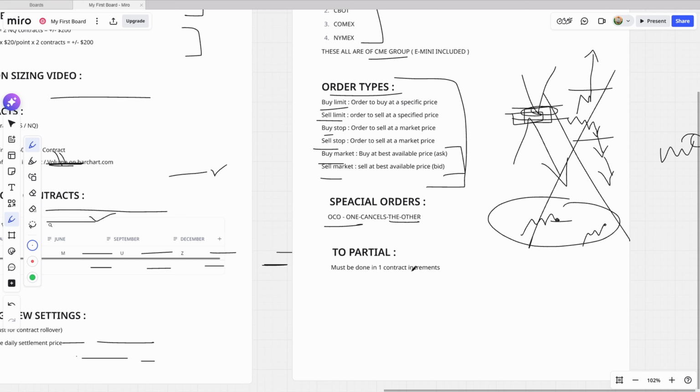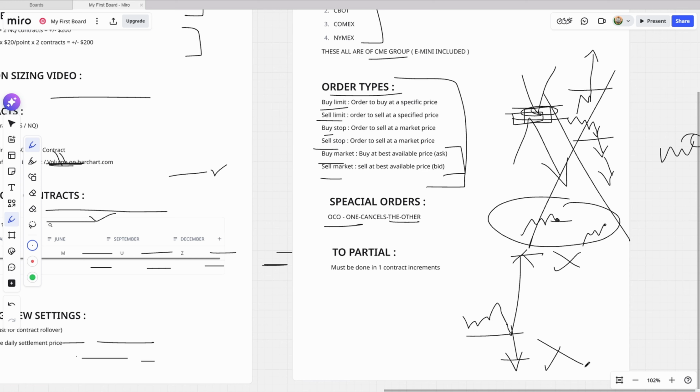For example, if I place a buy limit, I can attach both a stop loss and a take profit at the same time using an OCO order. What that means is, whichever one gets hit first will automatically cancel the other. If my take profit gets hit, the stop loss is automatically canceled. If my stop loss gets hit, the take profit is automatically canceled. This makes trade management much cleaner and removes manual mistakes.